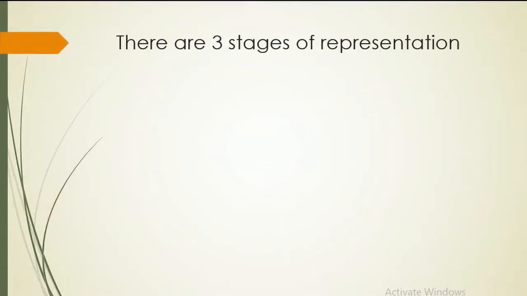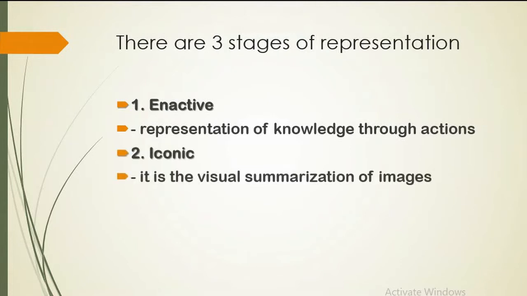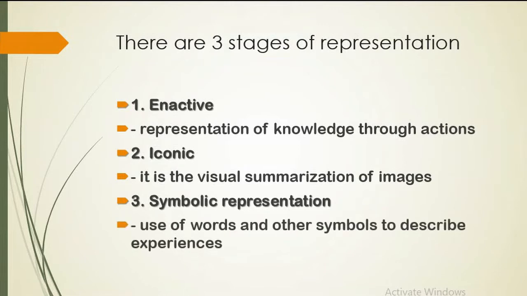There are three stages of representation. Number one, enactive: representation of knowledge through actions. Number two, iconic: the visual summarization of images. Number three, symbolic representation: use of words and other symbols to describe experiences.